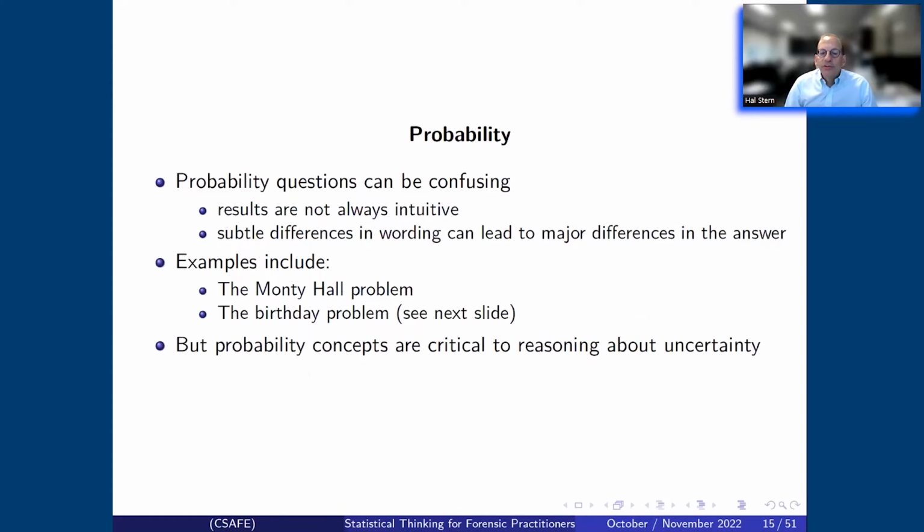If you've had a course, you may have had an unpleasant experience with probability. Why? Probability results can be confusing, in part because a subtle change in how you word the question can lead to a big difference in the answer. And there are lots of examples of this.